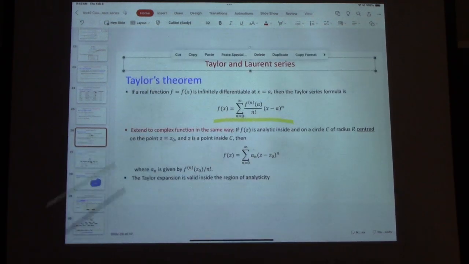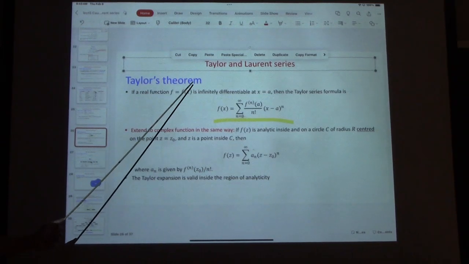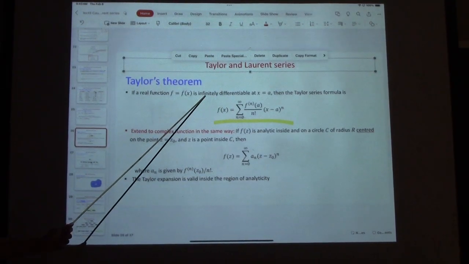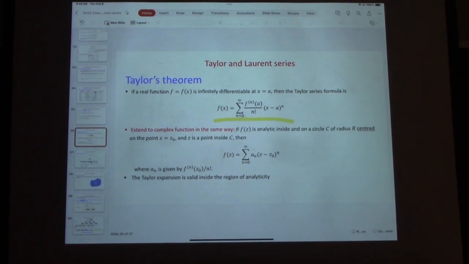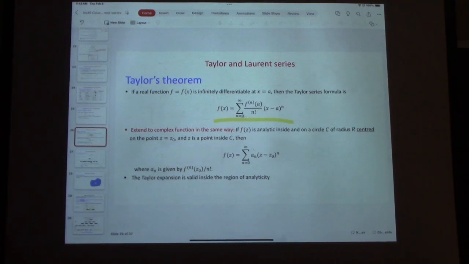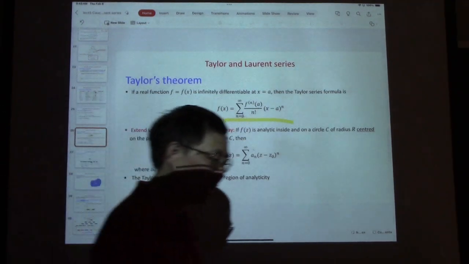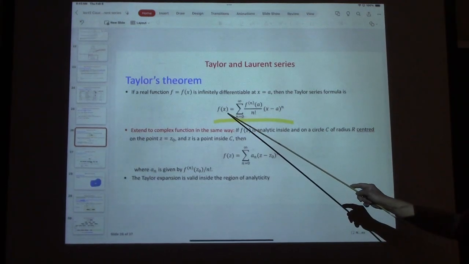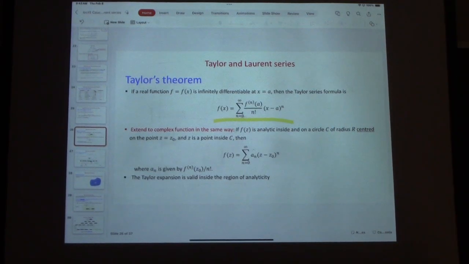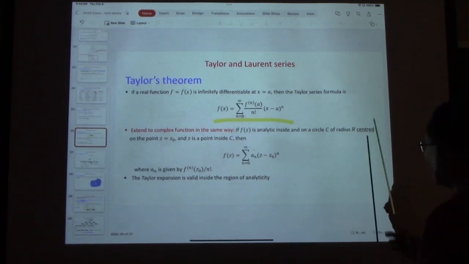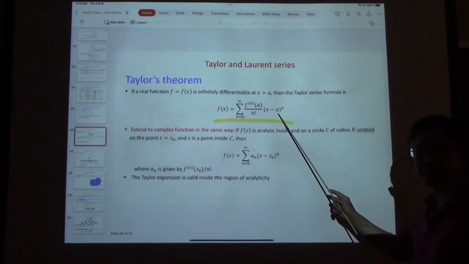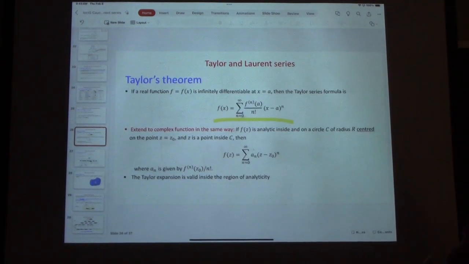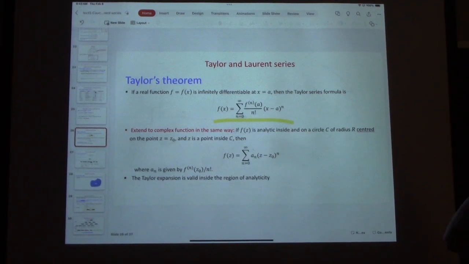Okay, yeah, thank you. A real function is differentiable to any order at a particular point x. Then the Taylor series formula is this. You learn this in calculus course, right? So we call it expanding the function into a Taylor series about that point. Essentially, you have a bunch of coefficients in front times this factor, x minus a, that goes from 0, which is a constant, and first order, second order, up to infinity.